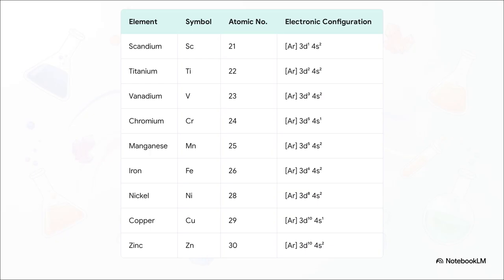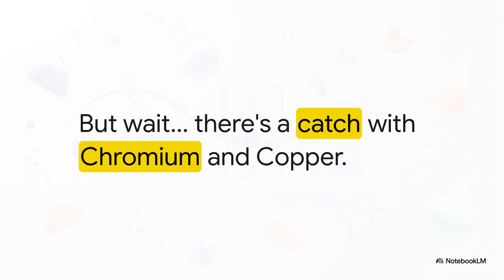Let's take a closer look at the first row here, the 3D series. As you go from scandium all the way to zinc, you can see that 3D orbital filling up, one electron at a time. But wait a minute. Take a really close look at chromium and copper. See anything a bit strange? Exactly. They don't quite follow the rules you might expect. Instead of having 2 electrons in their outer 4s orbital, they just have 1. So what's going on here?